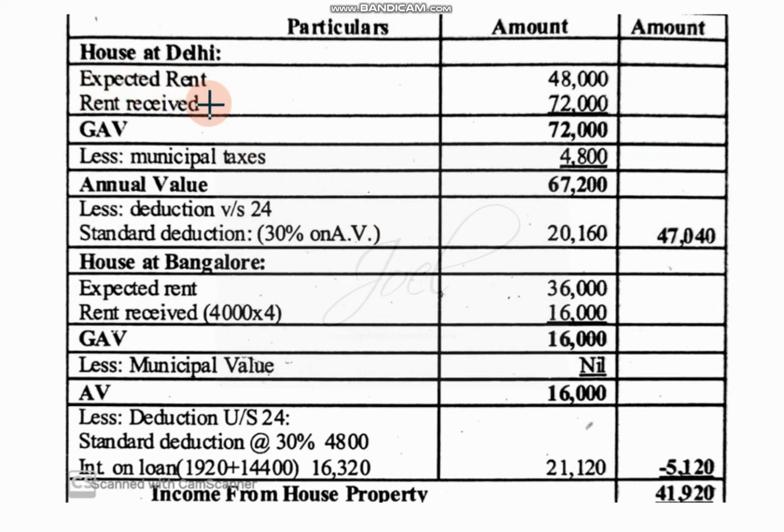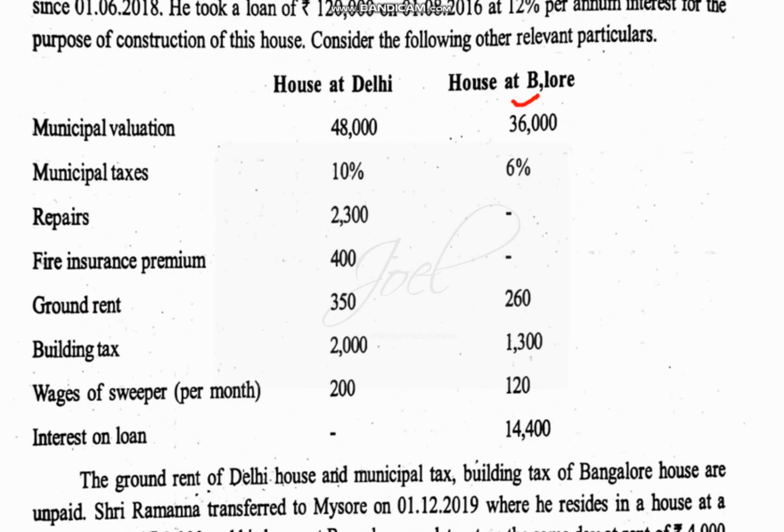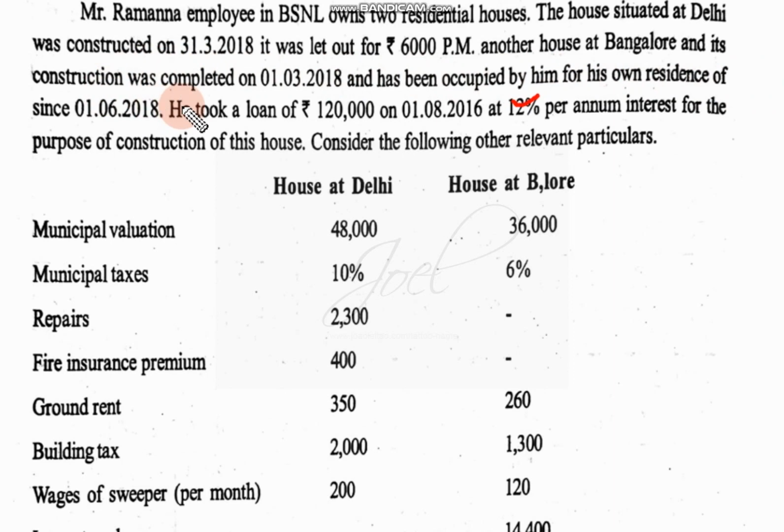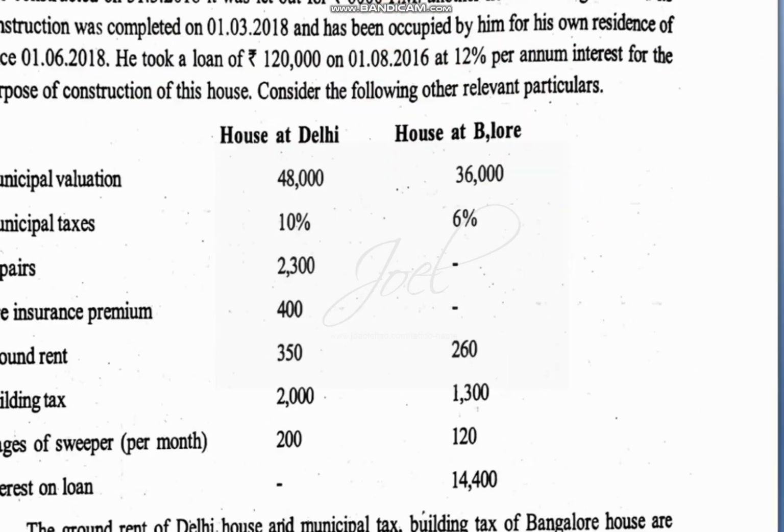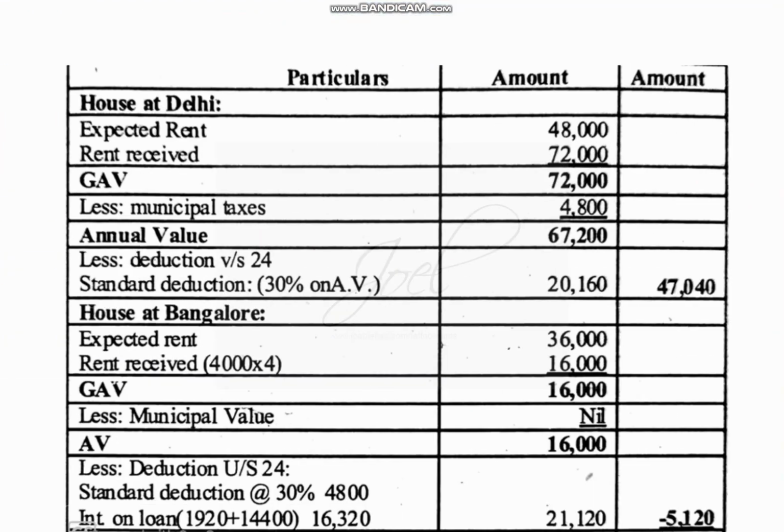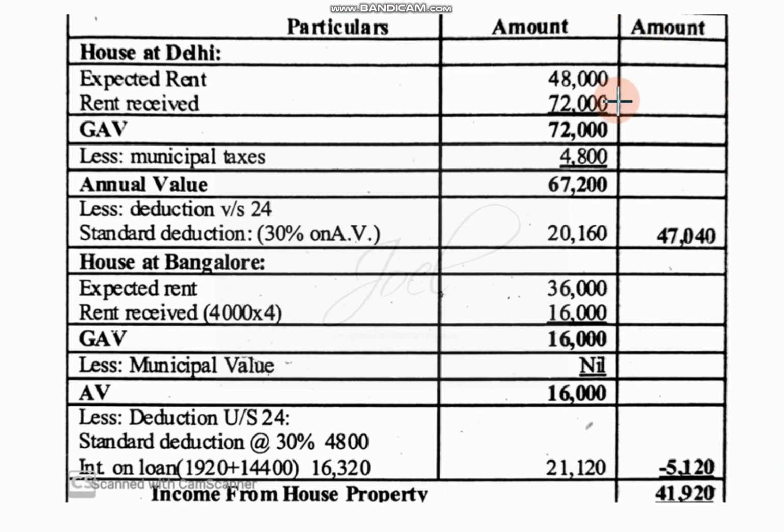We have to consider received or receivable. So it is 72,000 it will come, because it is let out for a monthly rent of 6,000 per month. So 6,000 into 12, when you do, you will get 72,000. When we are comparing these two, the highest one will be 72,000. That will be your gross annual value.